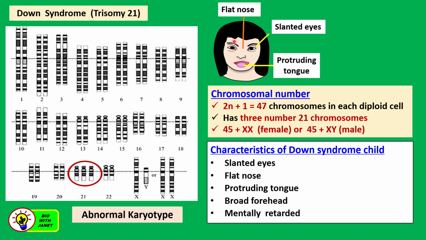Broad forehead. The forehead is broad, and mentally retarded. Another characteristic is stunted growth also. A Down syndrome patient tends to be a bit shorter. So can these characteristics be passed on to the next generation? Normally, it's not passed on. It's not inherited normally.